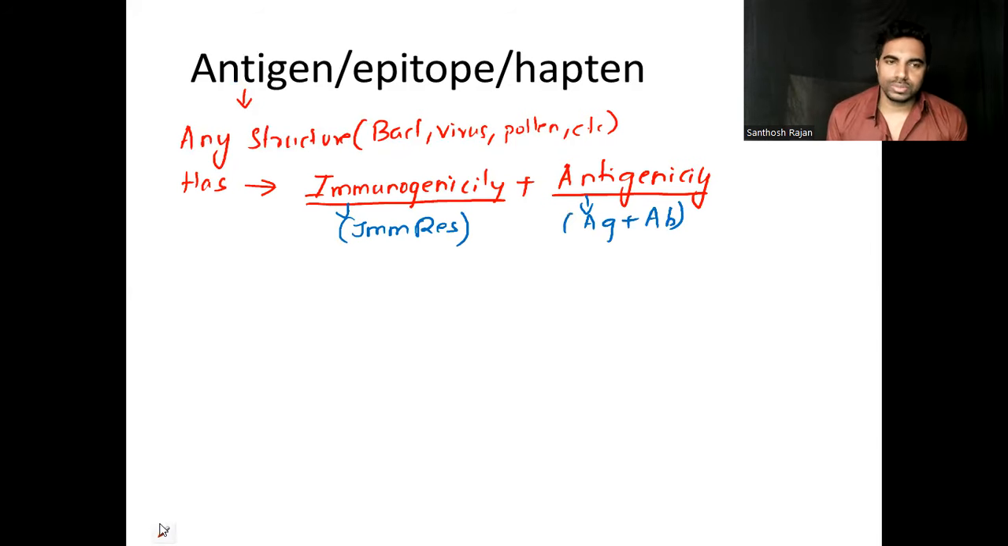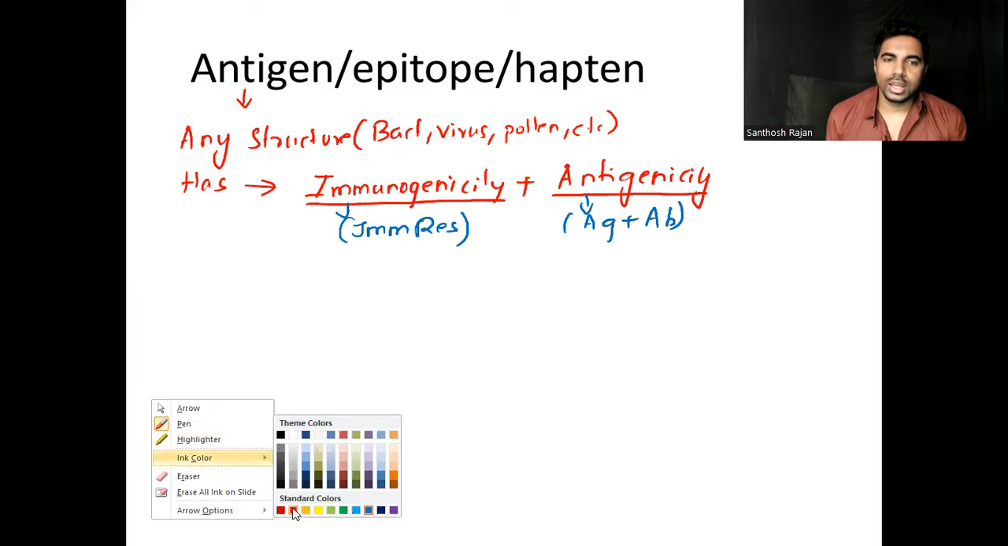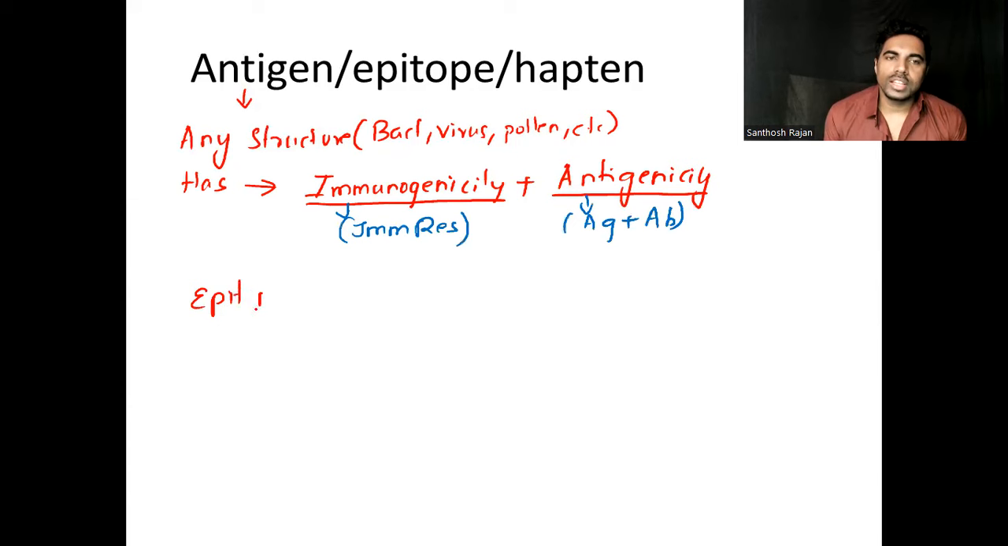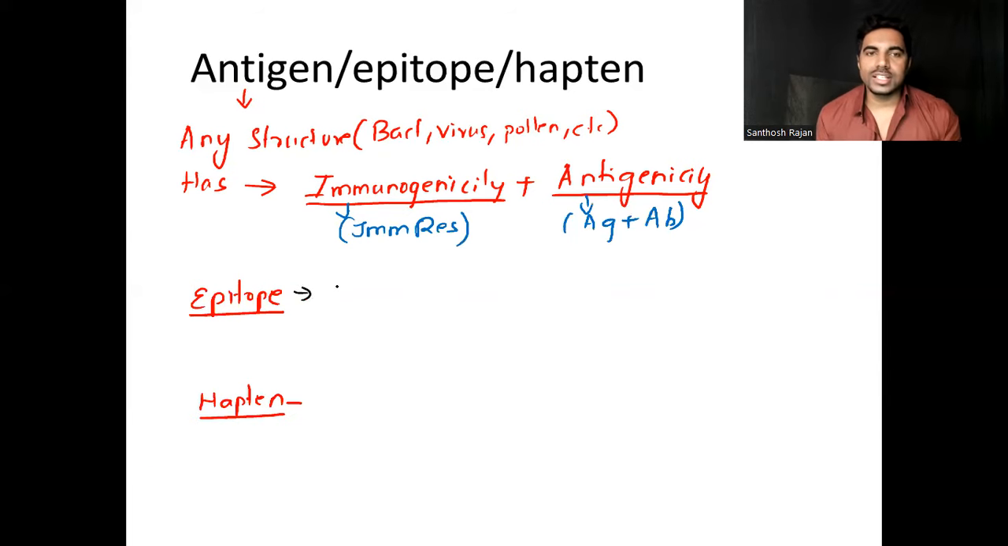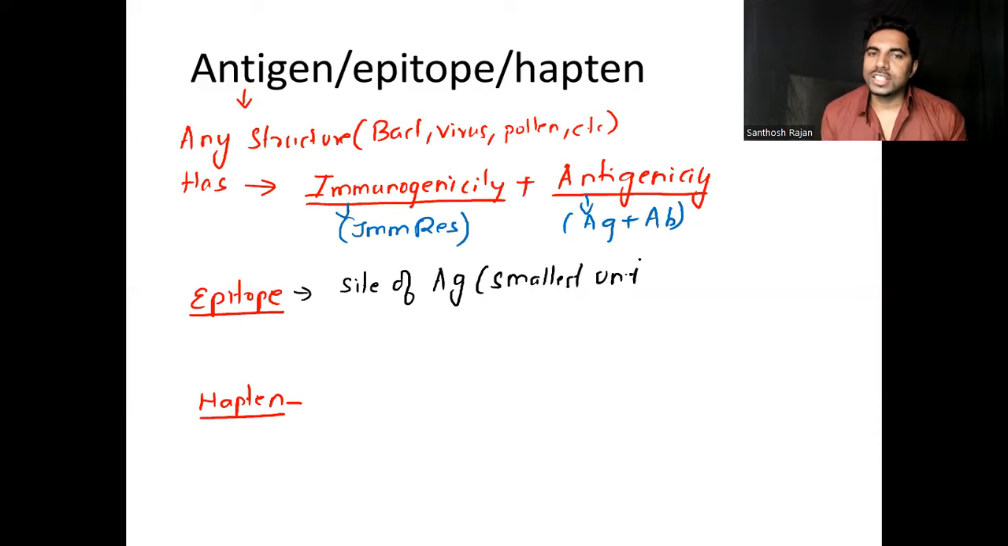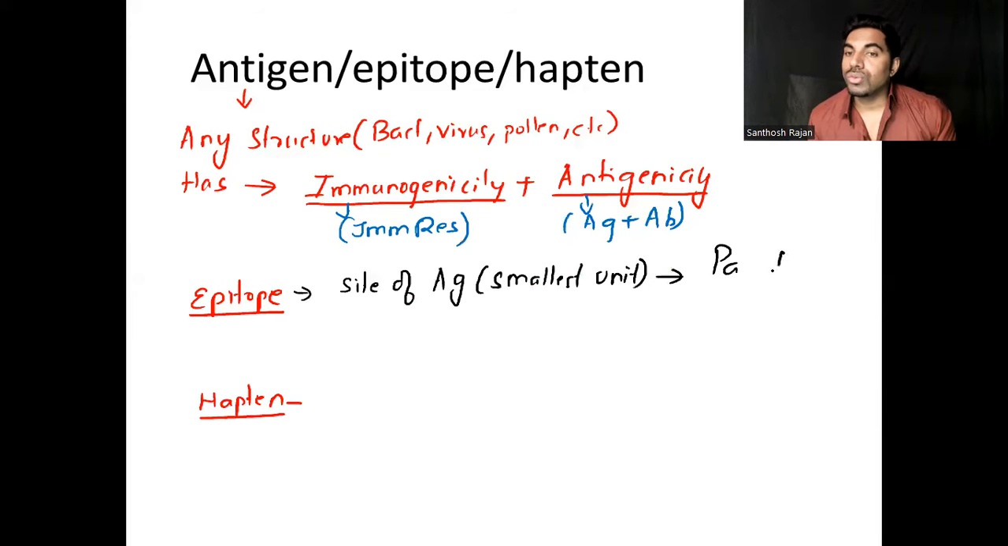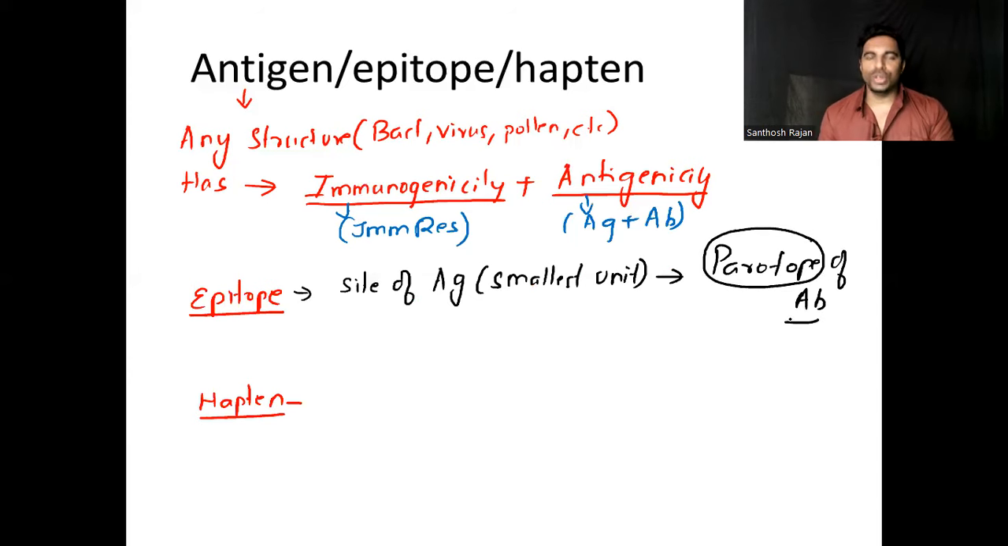Now, what is this epitope? First we'll talk about the epitope, and then we'll go to hapten. The epitope is the active site of the antigen. It is the smallest unit of antigen that combines with the paratope of the antibody. That's it. The epitope of the antigen should combine with the paratope of the antibody to form an immune response.